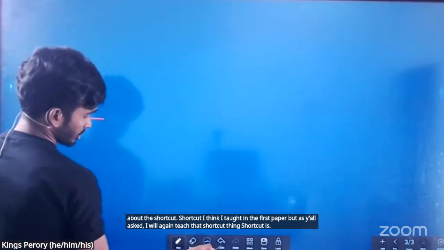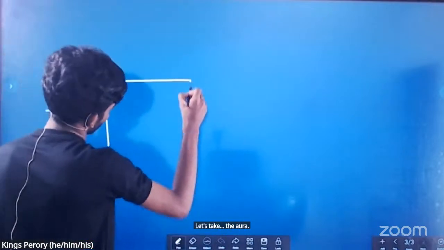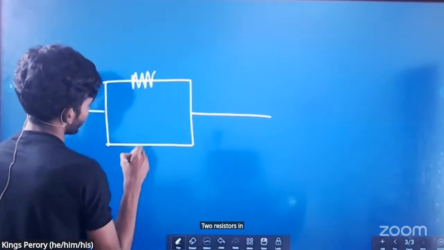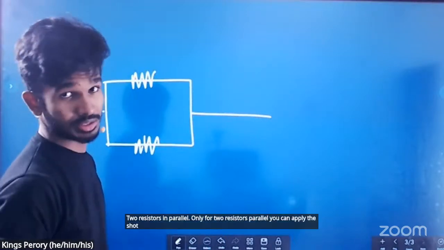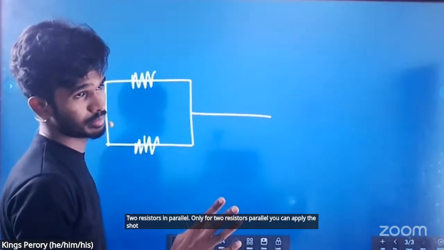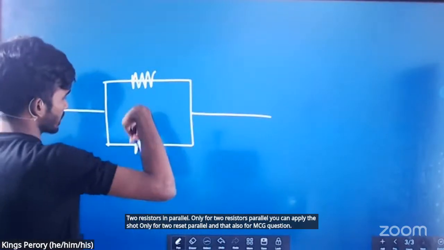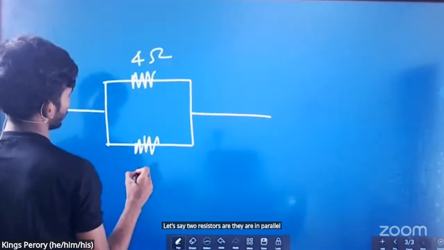Let's take two resistors in parallel. Only for two resistors in parallel can you apply the shortcut, and that also for MCQ questions. Let's take two resistors in parallel. One is 4 ohm, one is 6 ohm.